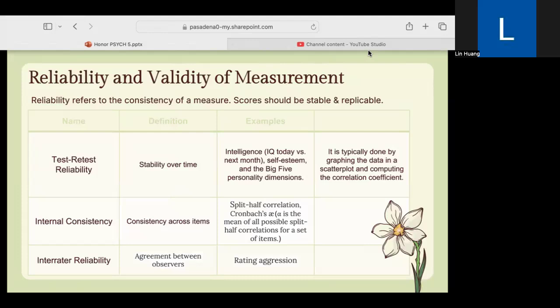And second is the internal consistency. It means consistency across items. People's responses to different items should be correlated with each other. And the last is inter-rater reliability. It means agreement among observers, such as when researchers are measuring aggression, the ratings among different observers should be correlated with each other.